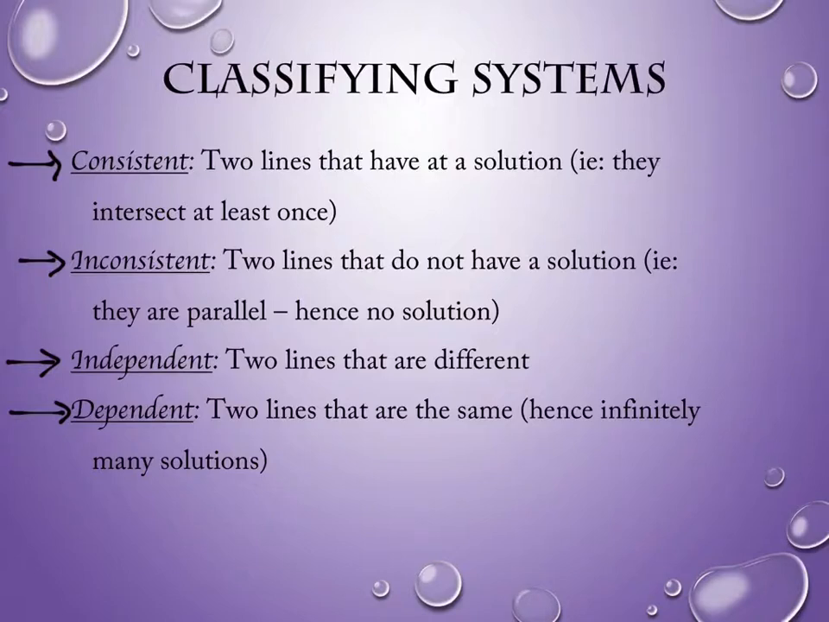If lines are parallel, they don't cross. Them not crossing means there's no solution. If lines are the same, then they cross at every single point, which means there's infinitely many solutions.